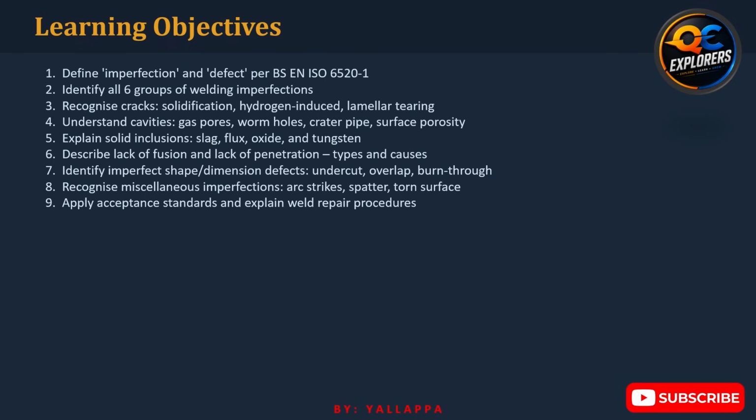Finally, we will consider miscellaneous imperfections such as arc strikes, spatter, torn surfaces and temper color. The final objective is acceptance and repair. Knowing that an imperfection exists is only the first step. You must know how to determine whether it is acceptable according to the specification governing the particular job. So, as we move through the section, keep connecting 3 things: cause, appearance and acceptance. Those 3 concepts will help you both in the examination and in practical inspection work.